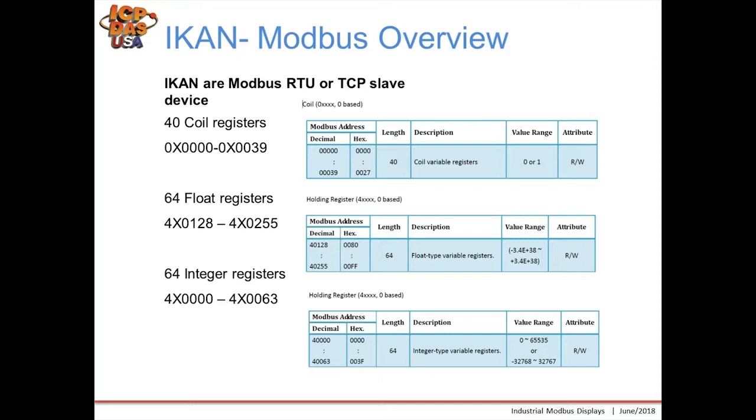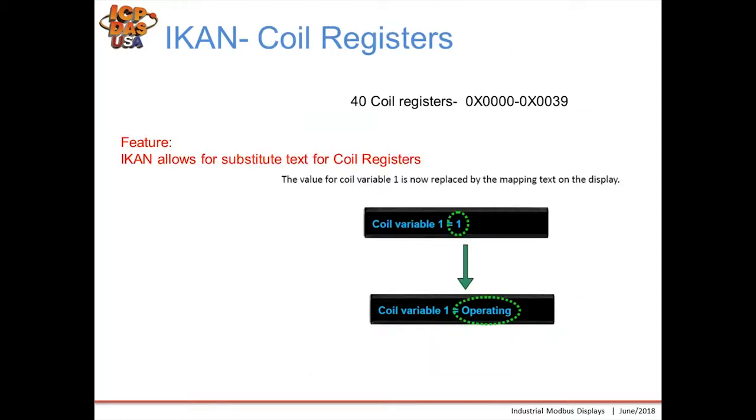And then finally, we have 64 integer registers, which are 4x0 to 4x63, for a total of 64 registers, and the value ranges are shown here in the table, and the attributes again are read-write for all of these. To use these in your IKAN, you simply point your PLC to write those registers with the values.